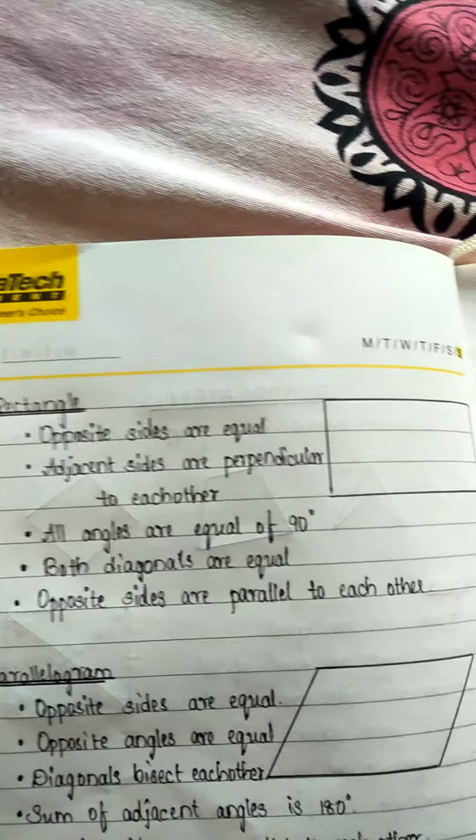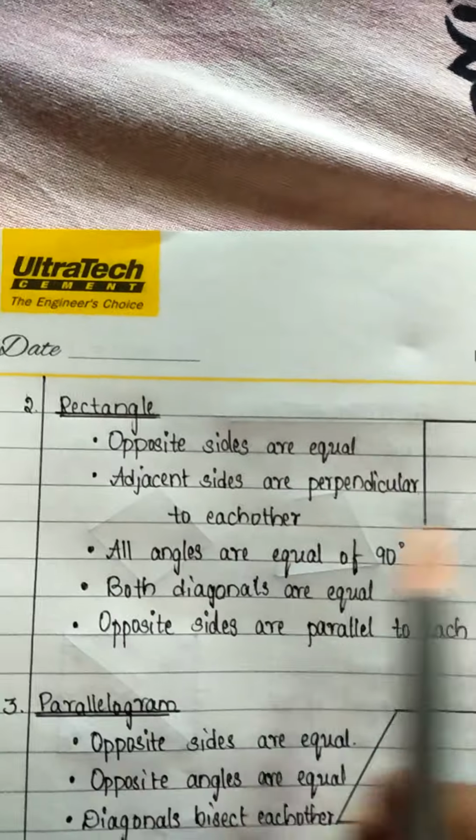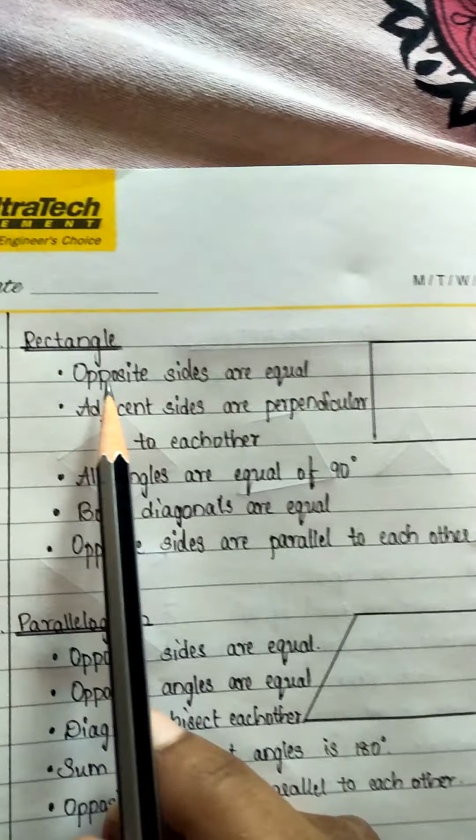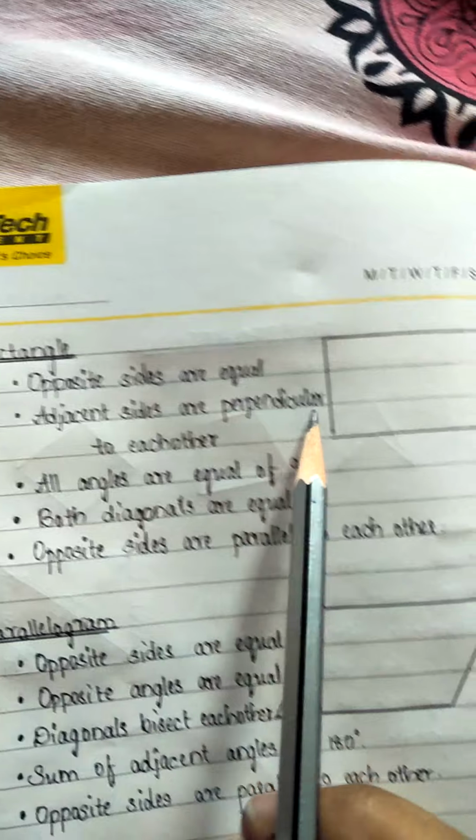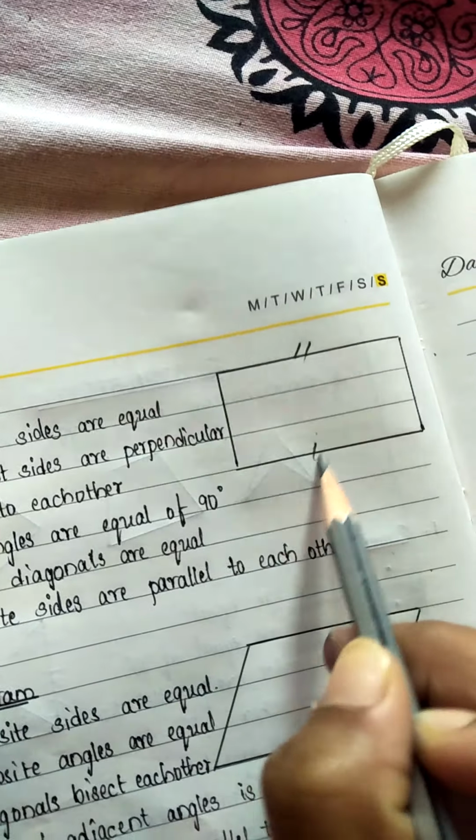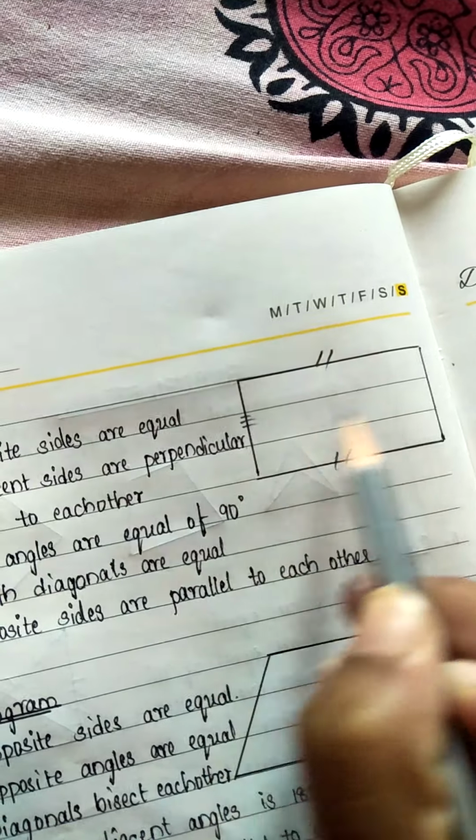Second one is the rectangle. This is the diagram of a rectangle. First, the property is that opposite sides are equal. In a square, all sides are equal, but in a rectangle, opposite sides are equal. These two sides, and then next these two sides, are opposite sides.